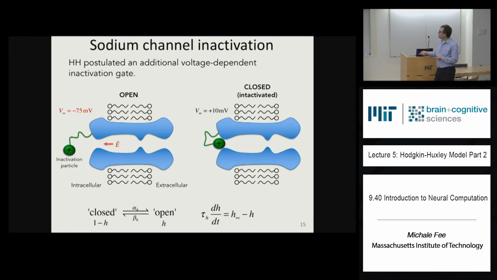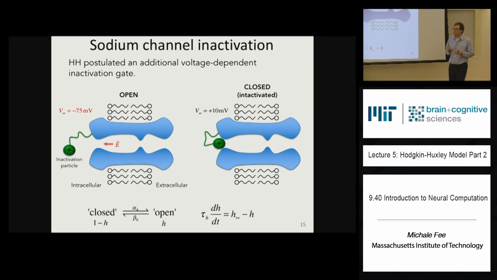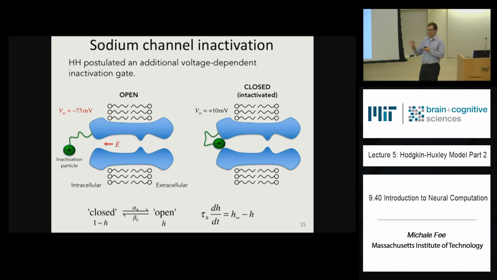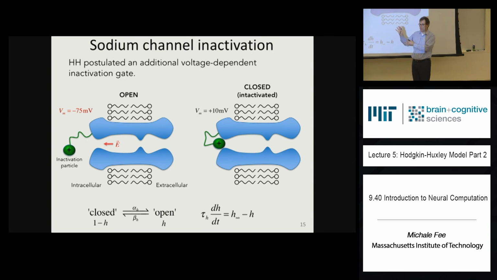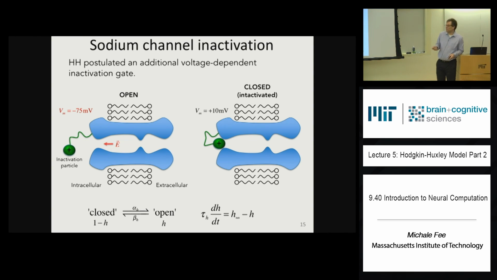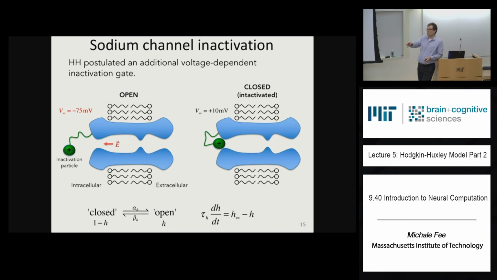Does that make sense? So what we're going to do is model this again with two states, an open state and a closed state. H is the probability that this inactivation particle is in the open state. Turns out that there's only one of these particles, and so that explains why it's just times h, not times h to some power, right? And we have a differential equation that describes how h changes as a function of time in a way that depends on h infinity. And Aditya, why don't you draw what h infinity probably looks like as a function of voltage? Yeah, it just starts high and goes down.